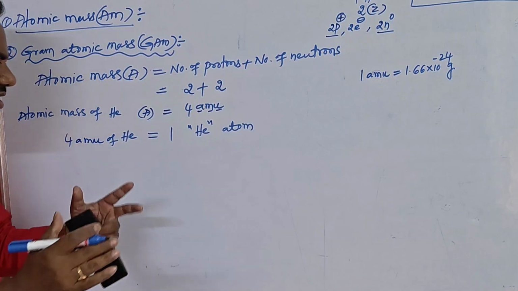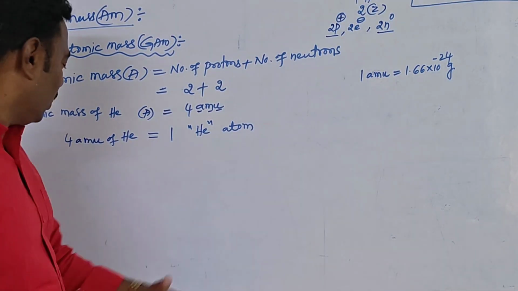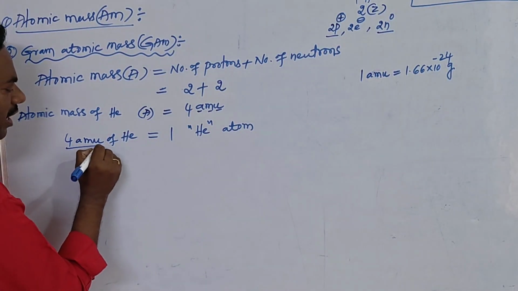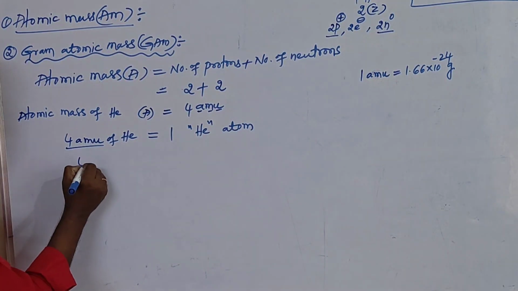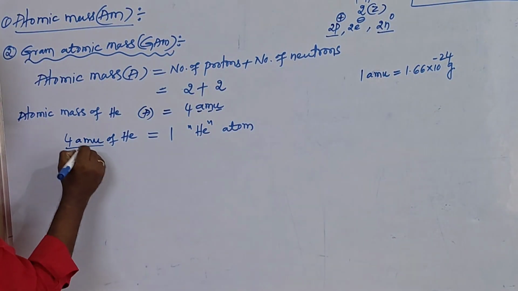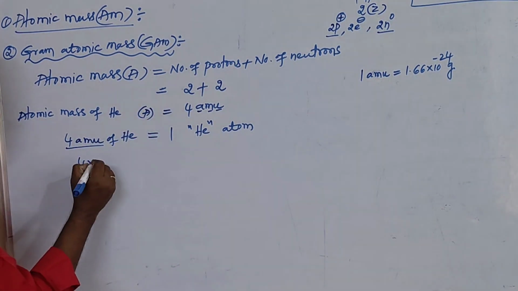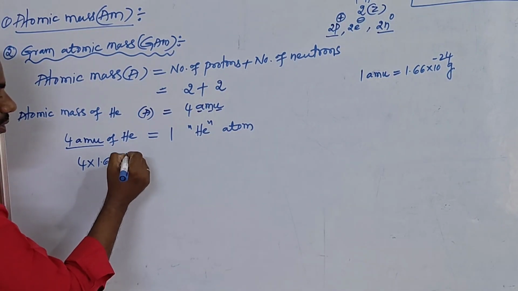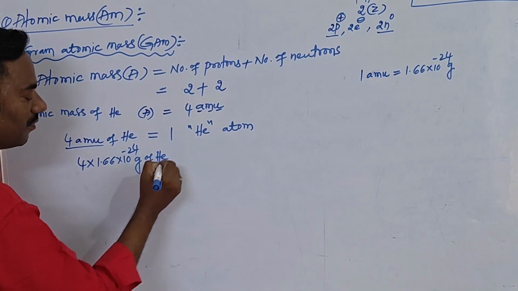Here I want to write 3 steps which are most important to understand about the mole concept. Next, I want to change 4 AMU into grams. 4 AMU means 4 into 1.66 into 10 to the power of minus 24 grams of helium.